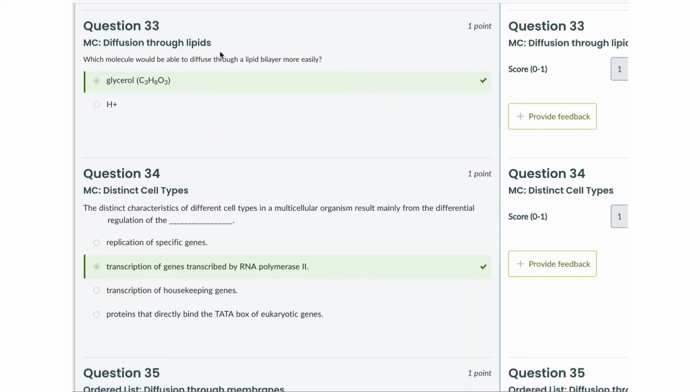Question 33, diffusion through lipids. Which molecule will be able to diffuse through a lipid bilayer more easily? You might expect, because of the small charge, a hydrogen ion would flow more readily through a phospholipid bilayer, but here we have a larger molecule, but it's not charged, and it will actually diffuse through a membrane more readily than a charged ion like a hydrogen proton.